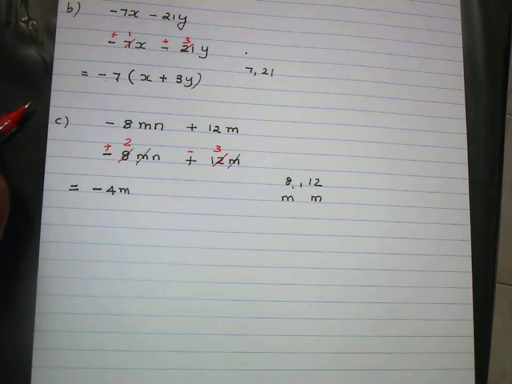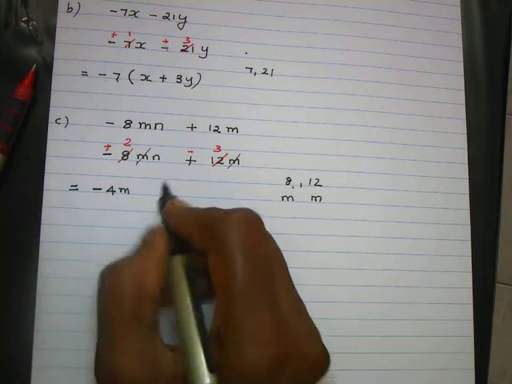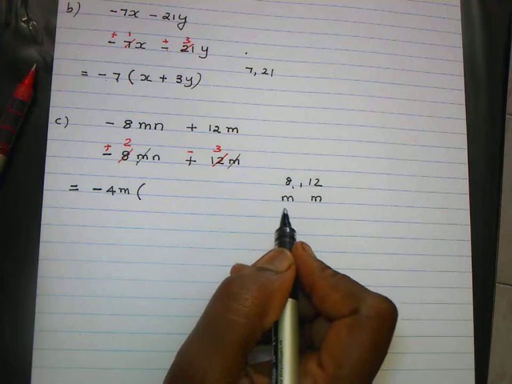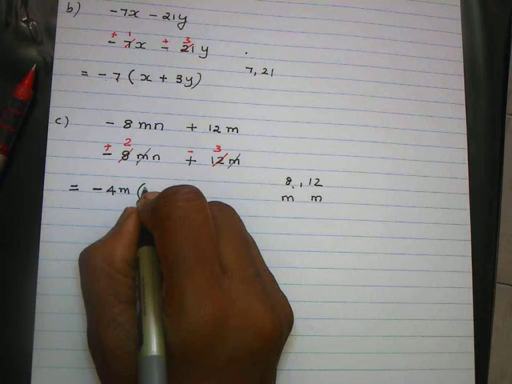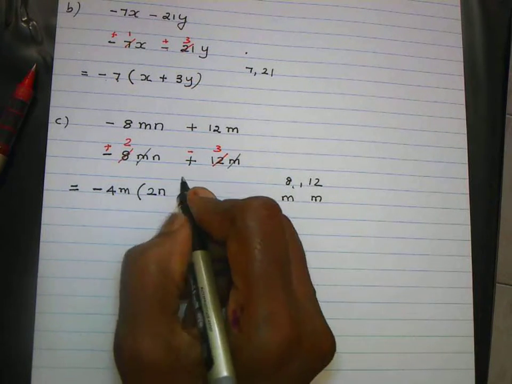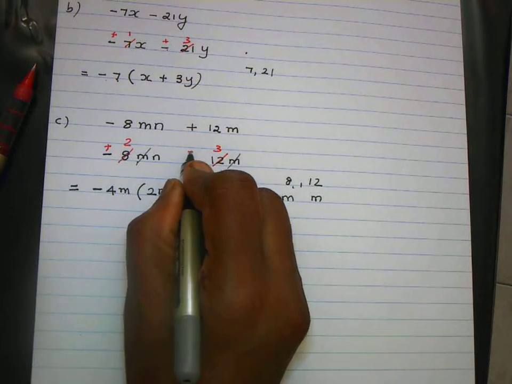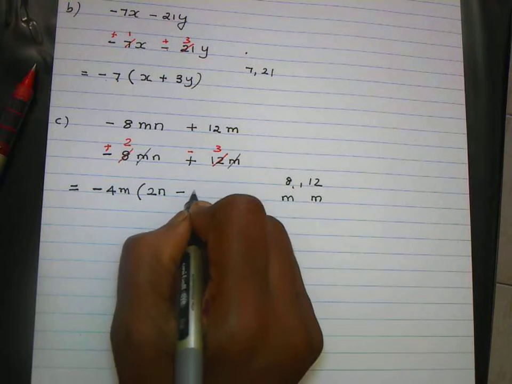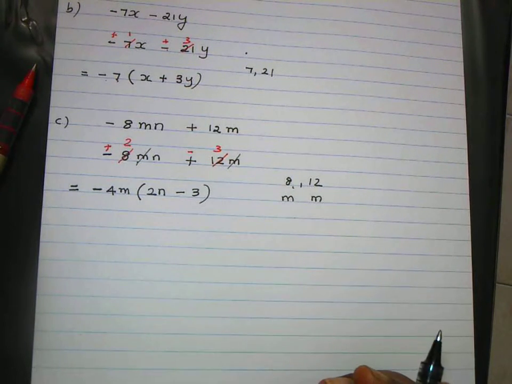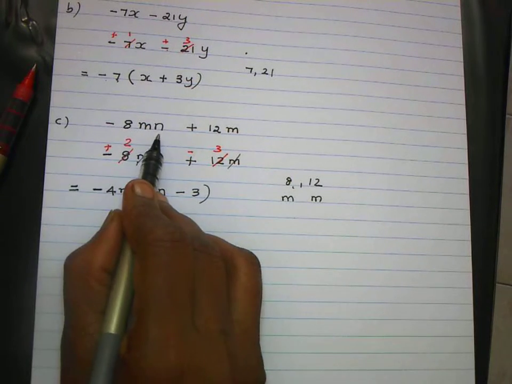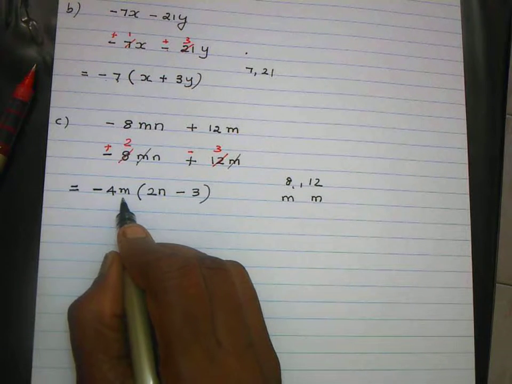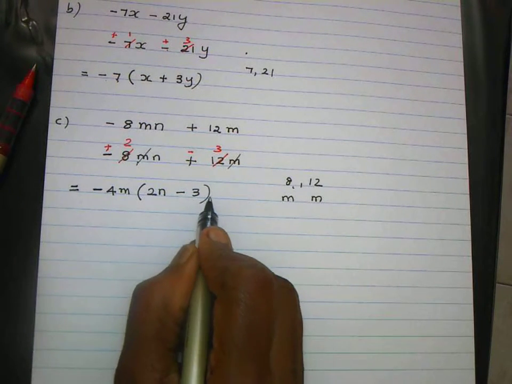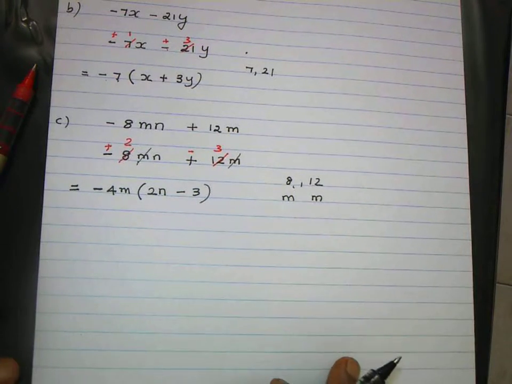Okay, now we have to look at the next component, n and 1, there is nothing common. So now I'm going to open the bracket. When I open the bracket, plus 2n, whatever is left over, 2 and n, which is 2n, then the sign is not plus anymore, it's minus just 3. So that is your answer. Okay, so minus 8mn plus 12m can be factorized as minus 4m bracket 2n minus 3. Okay, we do one more question.